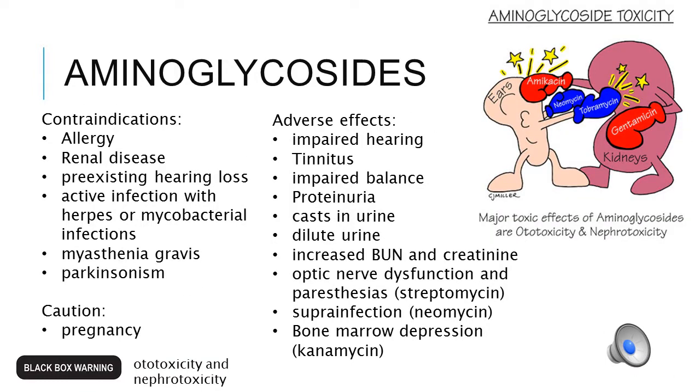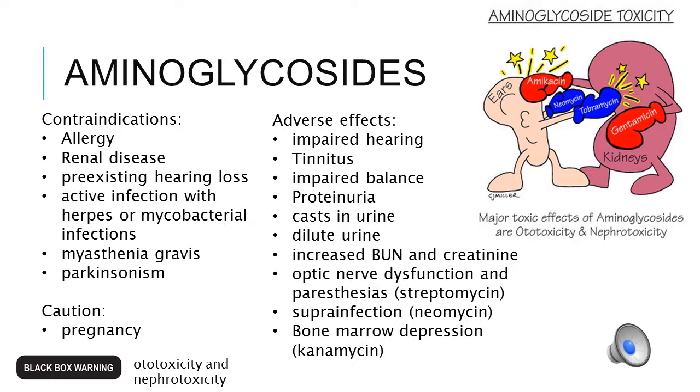As with most drugs, aminoglycosides are contraindicated in allergy. Because of their nephrotoxic capabilities, they are also contraindicated in people with renal disease. Furthermore, their ototoxic effects cause them to be contraindicated in people with pre-existing hearing loss. Aminoglycosides have effects on normal defense mechanisms and are therefore contraindicated during active infection with herpes and with mycobacterial infections.